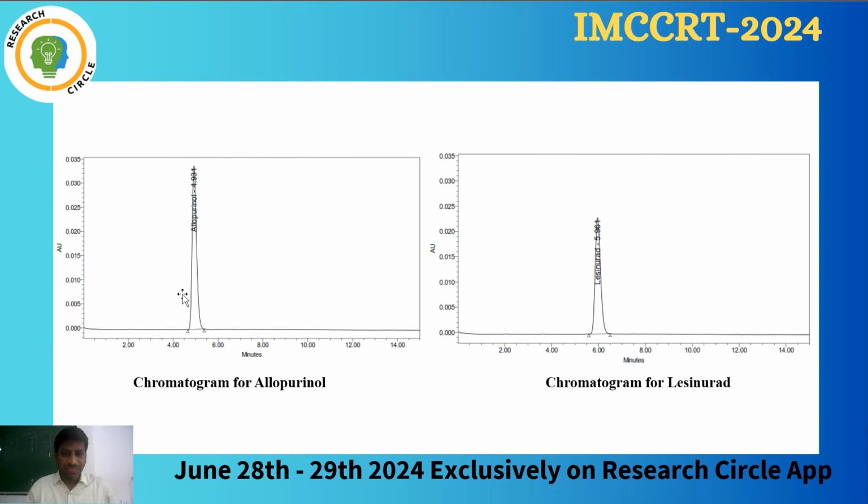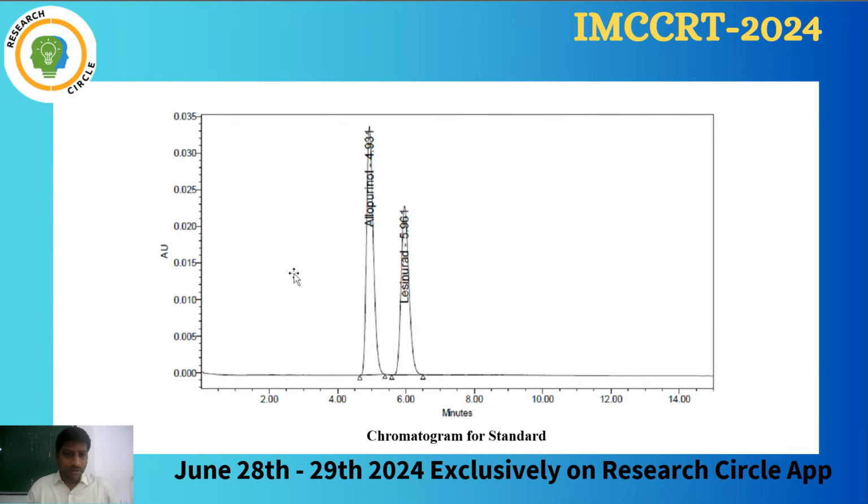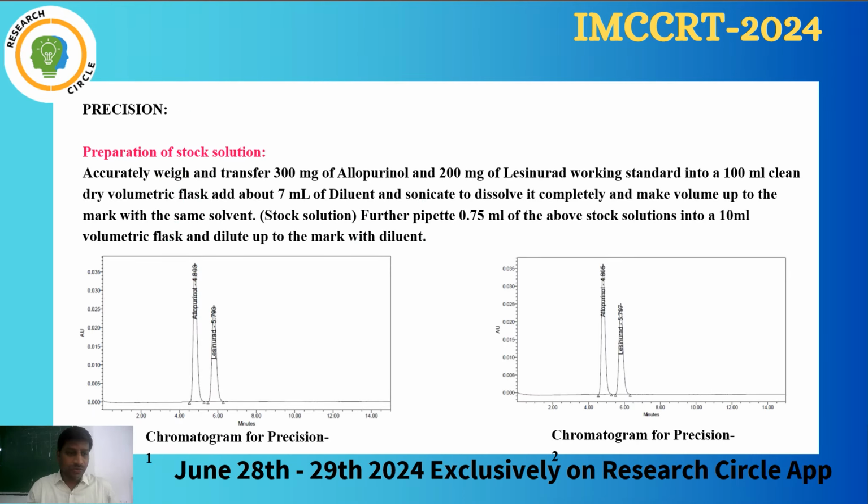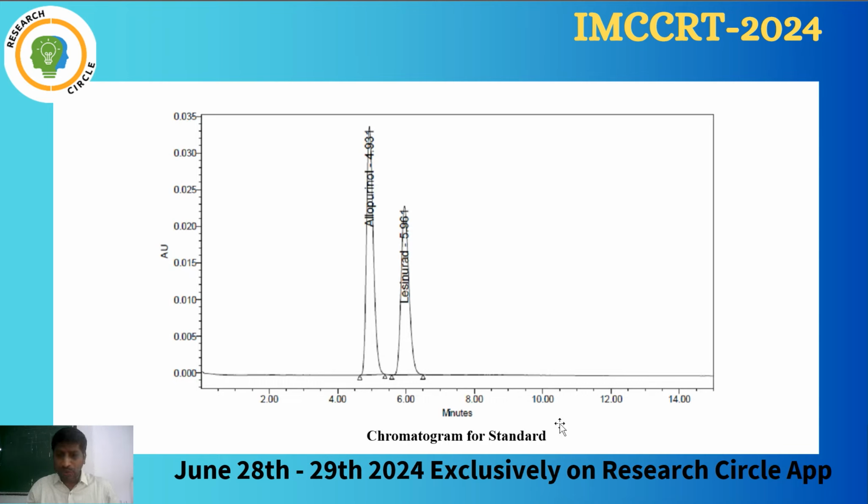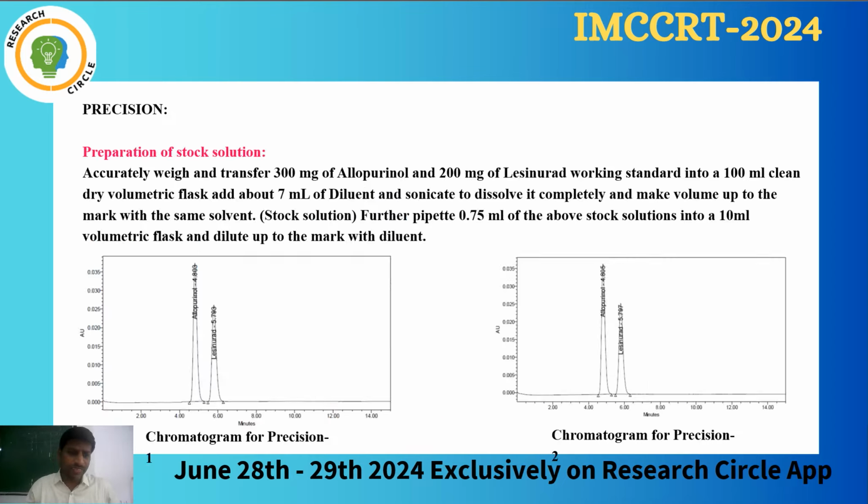Then we have to inject the allopurinol standard as well as the Lesinurad standard. And we have to inject the standard which contains the allopurinol and Lesinurad combination. After this, we have to add placebo and inject that standard plus placebo, and it indicates that there is no interference due to placebo.